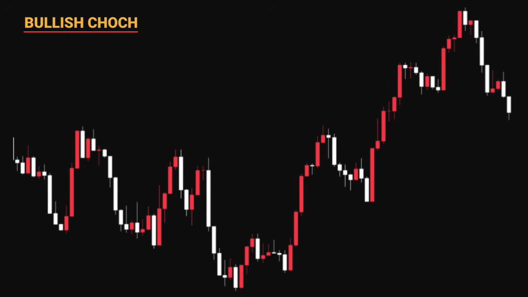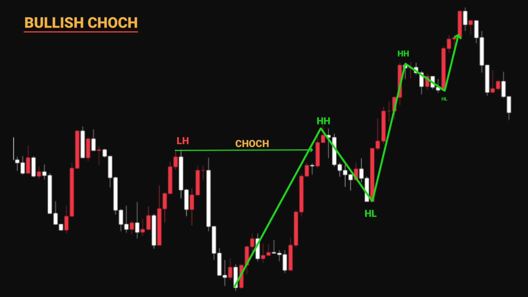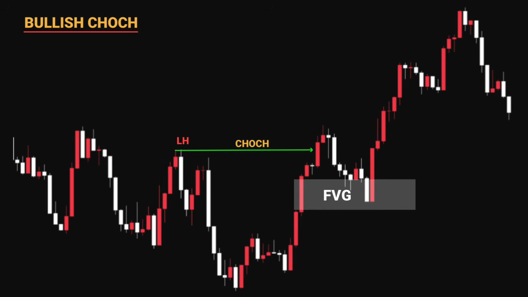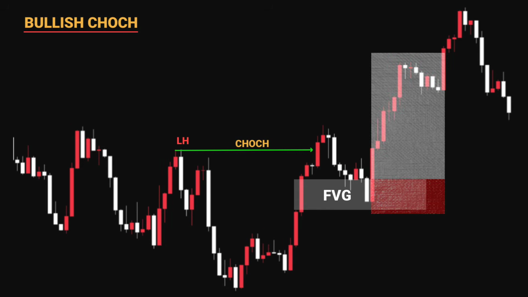Bullish change of character. Example. Now let's flip it. The market is trending down. Lower low, lower high, lower low. Suddenly, price breaks a lower high. That's a bullish change of character. This signals sellers are losing strength. Buyers are taking interest. The downtrend might be ending. Enter at bullish order blocks or fair value gaps.